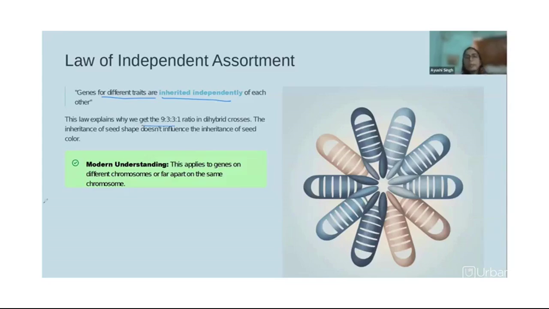Again, we will go into the depths of it. This is a huge chapter to cover. We'll do that. This applies to genes on different chromosomes, even if the chromosomes are far apart. That is something we'll have to discuss in the class. We have a very small amount of time, so we won't be able to cover all that.